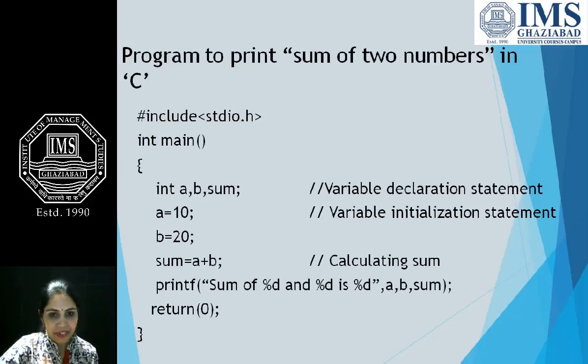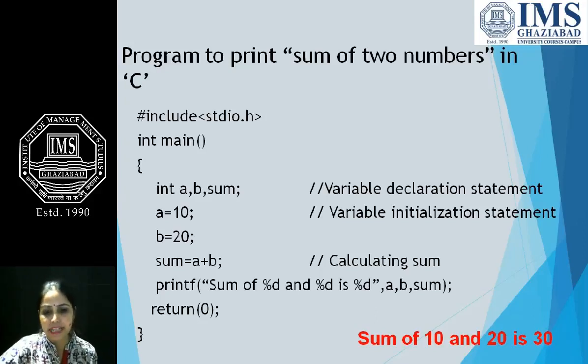Now look at the printf statement. In the printf statement, what I have mentioned is sum of %d and %d is %d. So the first %d is replaced by the value of variable a. The second %d is replaced by the value of variable b, and the third %d would be replaced by the value of sum. So the output would be displayed in the form of sum of 10 and 20 is 30. So we can print the sum in any form we want to represent.